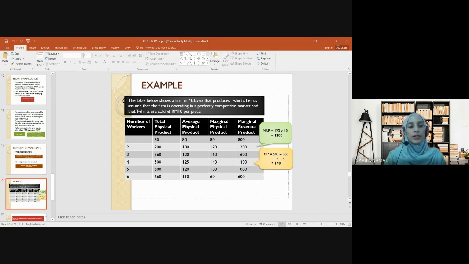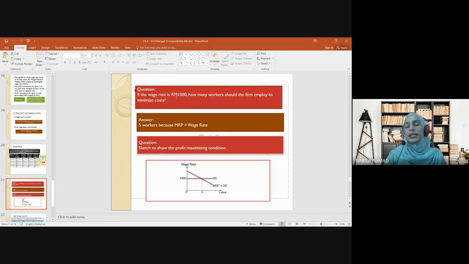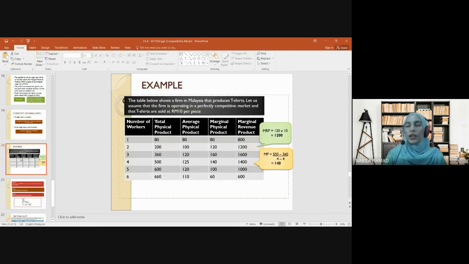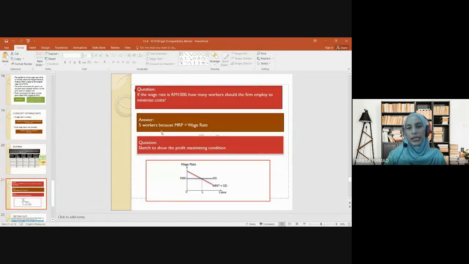Okay, right. Kita lihat soalan. If the wage rate is 1,000, how many workers should the firm employ to minimize cost? Okay, so ingat, profit maximization dia adalah MRP equals MWC. So kalau MWC dia 1000, MRP dia berapa? Pun 1000 di sini. So berapakah optimum level of labor? 5 workers. Okay, so kalau kita kena sketch, MRP downward sloping. So this is the MWC, the wage rate, the supply. So 1,000 here is the wage rate and 5 is the number of labor.